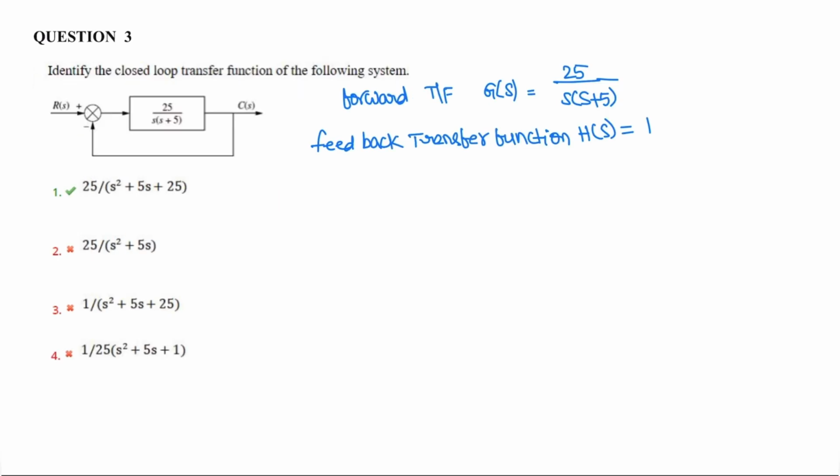Next question. Identify the closed loop transfer function of the following system. Given forward transfer function G of s is 25 by s into s plus 5. Given feedback network transfer function, that is H of s, is 1. Unity feedback. Now for the closed loop transfer function, here it is plus and here it is minus, so it is negative feedback system.